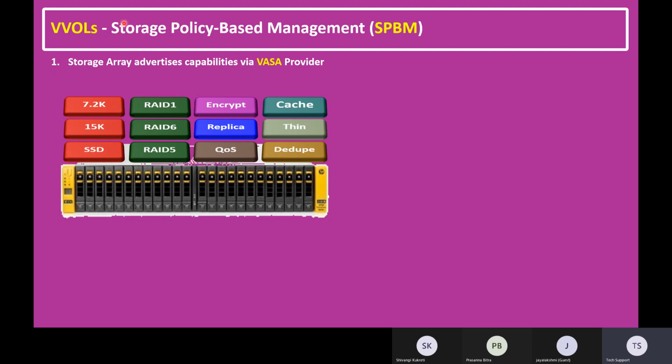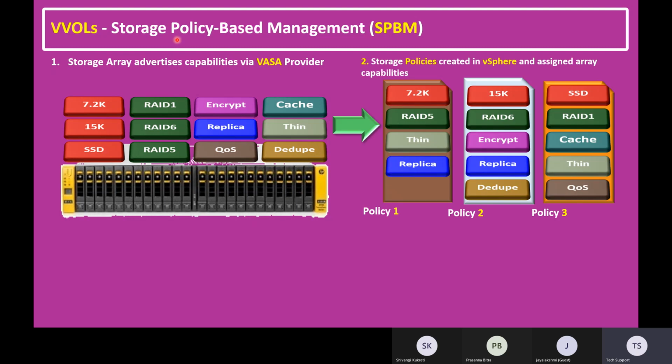But using our storage policy based management, we can group the first row. Let's say if you talk about the first row, we can create one policy, second row one policy, third row one policy, or else any alternative combination, randomly you can pick one feature and prepare one storage policy. Okay, how we can prepare a storage policy, I'm trying to explain with one example here. So storage policies are created in vSphere and assigned array capabilities. Array capabilities means whatever features our storage array has, all those feature capabilities we can also use in our policy.